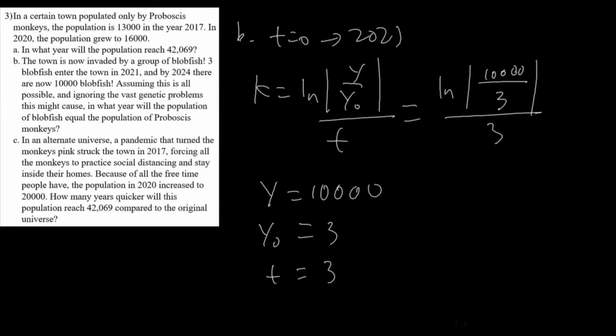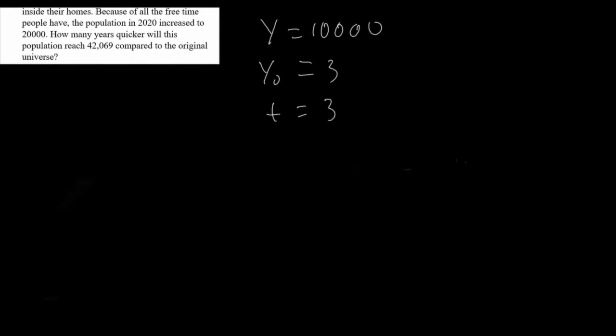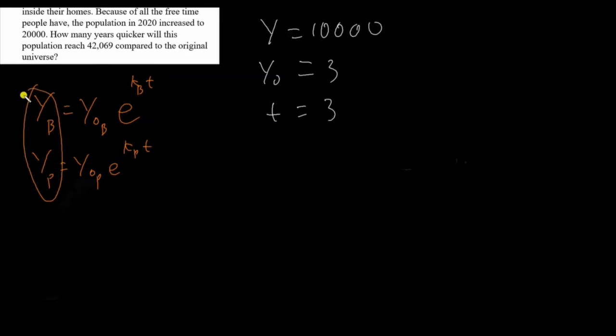Okay, and now, so I know that, I'm going to write 2 different equations here. One for the blobfish and the other for the proboscis monkeys. So the population of the blobfish is the initial population of the blobfish times e to the k value of the blobfish times t, and the exact same thing for the monkeys. And then we want to find the time when the populations are equal. So these 2 things are going to be equal. So I can set these 2 equations equal to each other.